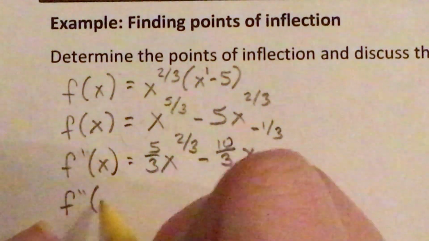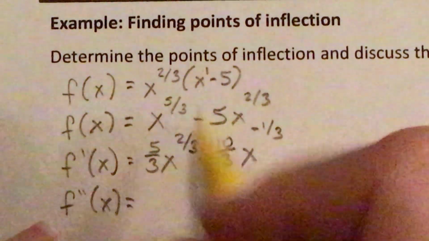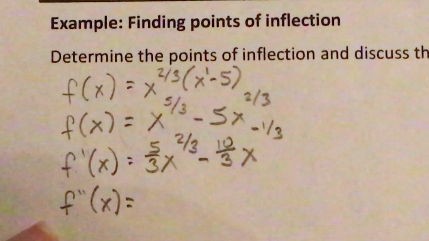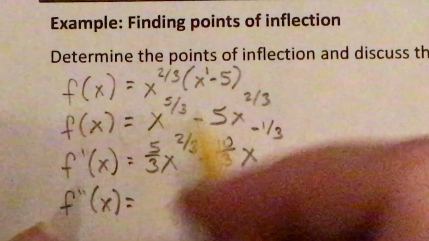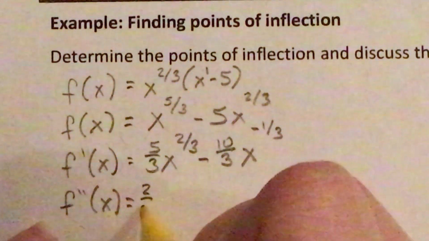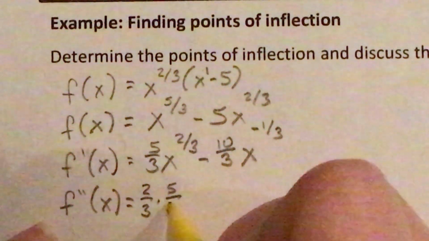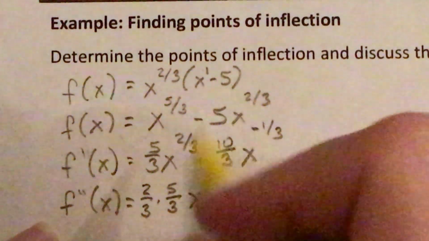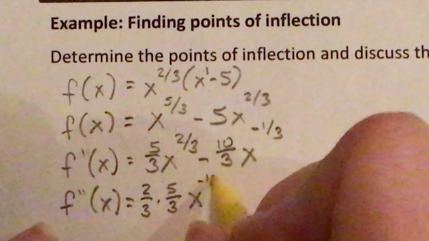F double prime of x equals, multiply 2/3 times 5/3. You're multiplying top times top, bottom times bottom. I'll go ahead and show it out. 2/3 times 5/3. X to the 2/3 minus 1 is negative 1/3.